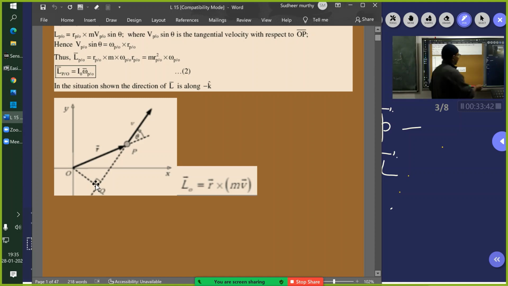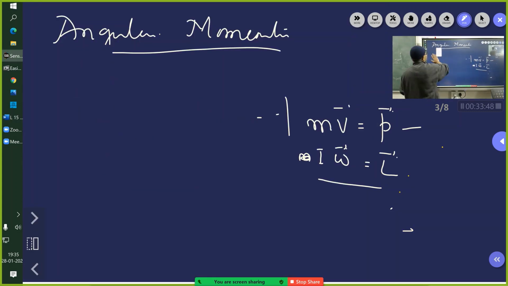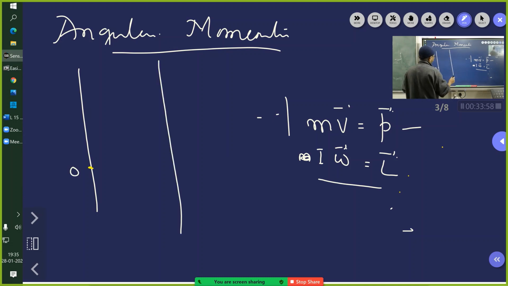I think you will recollect something like this that I had already told you earlier, so let me just repeat that. I have a line here, I have the origin here O, and I will also have a parallel line here, and there is a particle here whose momentum is P bar. So this is the point, and this becomes R bar, and say this is theta.